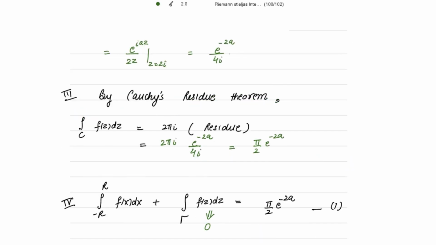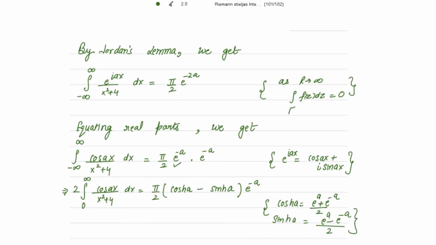Yes, very good. Now this 2 will come to the denominator on the other side. So the integral from 0 to infinity of cos(ax) over x squared plus 4 dx is equal to pi by 4 times (cosh a minus sinh a) times e^(-a). Fine. So here ends the solution.